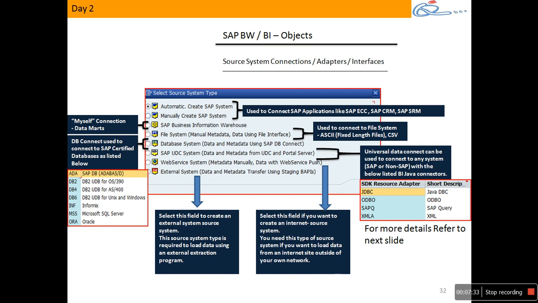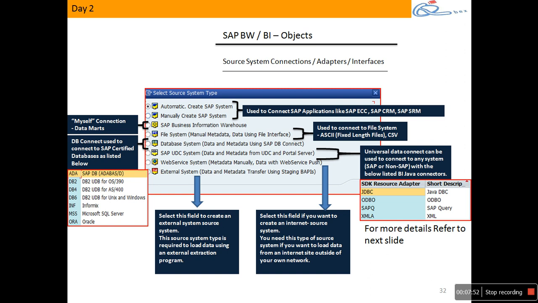Cube A is the source object. The source system is an application in BW. The same BW system is acting as the source for the same BW server. It's not a different server. That is where we use the SAP Business Information Warehouse connection. We call that the myself connection.